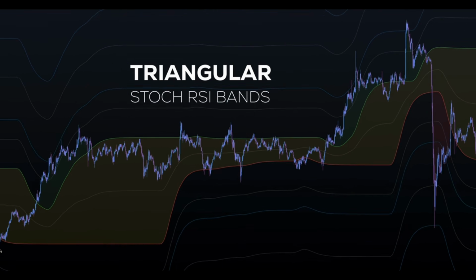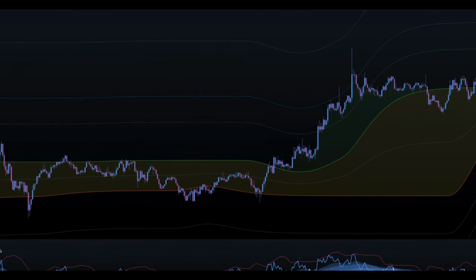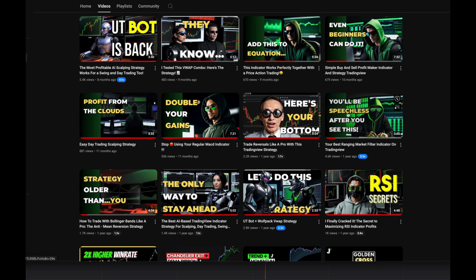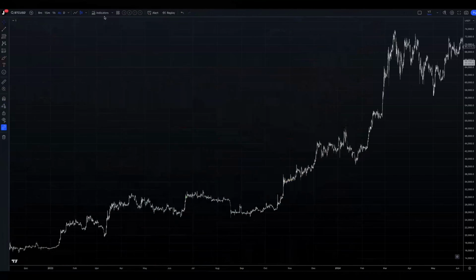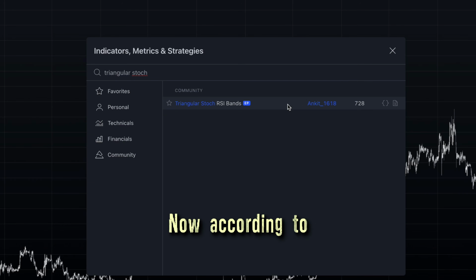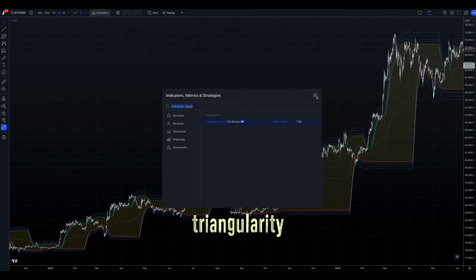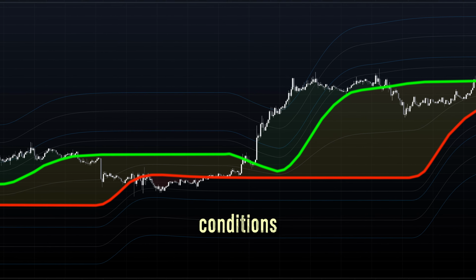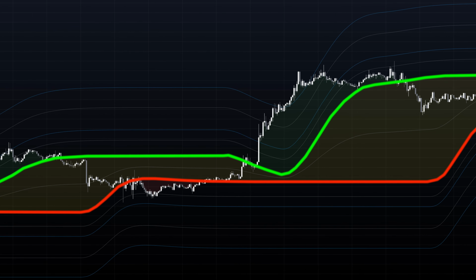You might have already seen our range filter indicator in one of my previous videos. If not, I'll link it down in the description below, so you can catch up later. This indicator is called the Triangular Stoch RSI bands. Now, according to its creator, it calculates triangularity over the stochastic RSI's overbought and oversold conditions. But we're going to look at it from a slightly different angle.